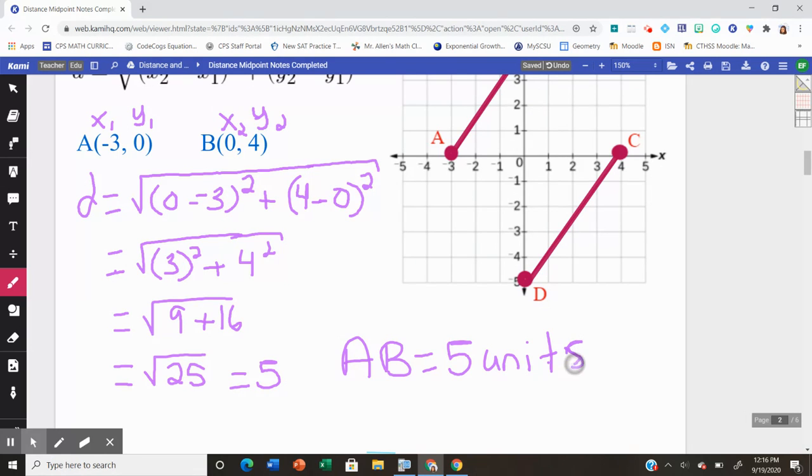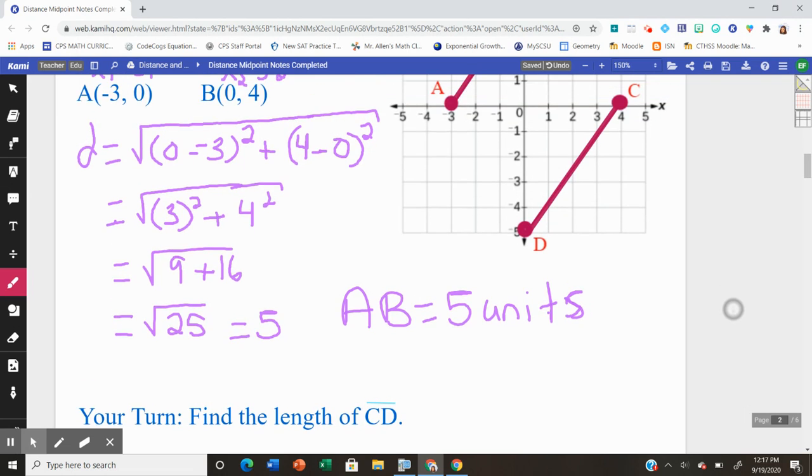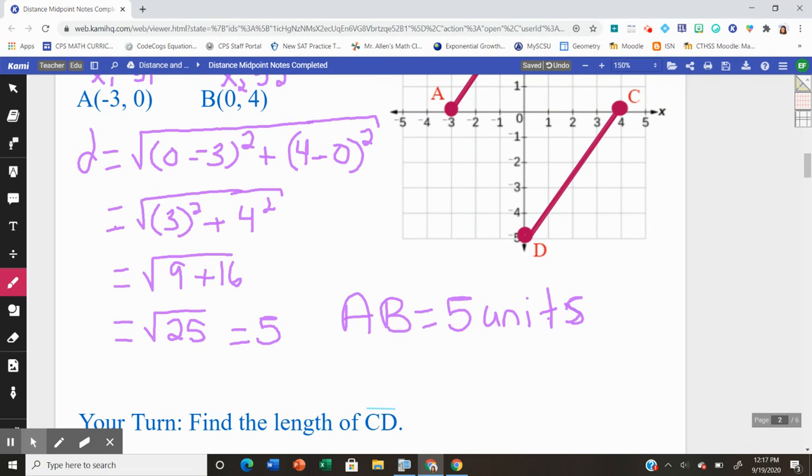Not too bad, right? You're just finding the difference in the x values, square it, difference in the y values, square it, add those together, and finally take the square root. So it's a couple of steps, but not too bad. So take a minute. It's now your turn. So let's find the length of CD. I'll scroll back up so that you guys can see it. So I would pause the video, try to do the exact same formula that we just did, and see if you can figure out the length of CD. When you're ready to check your answer, go ahead and hit play.